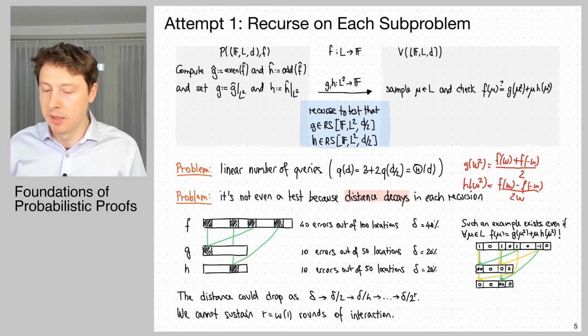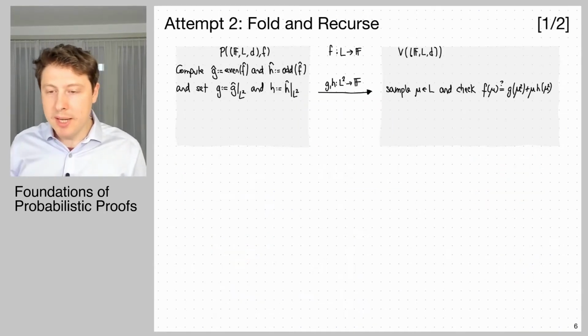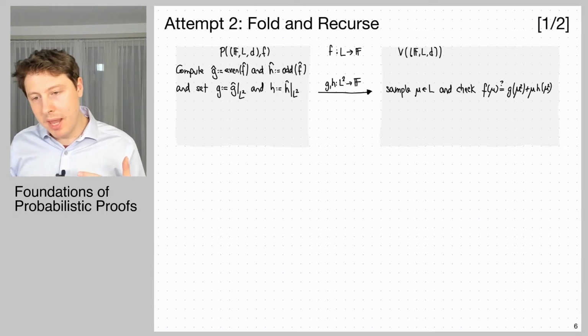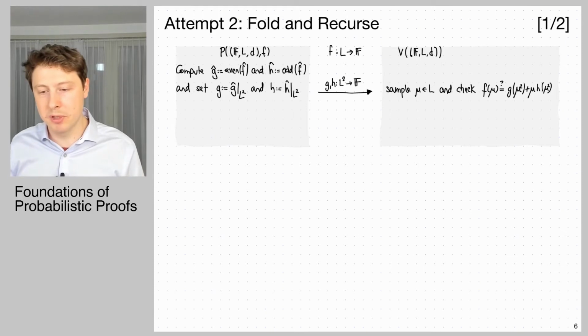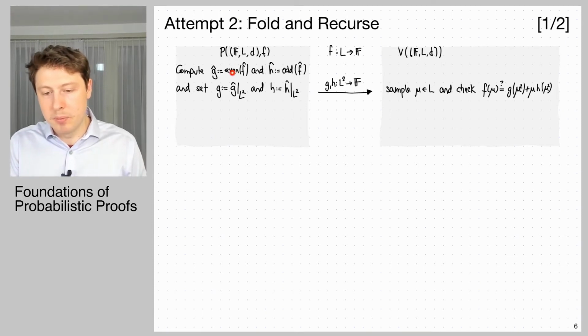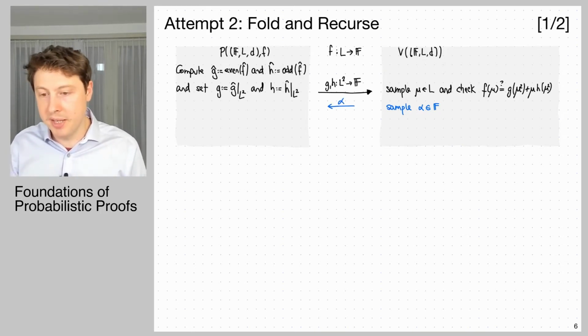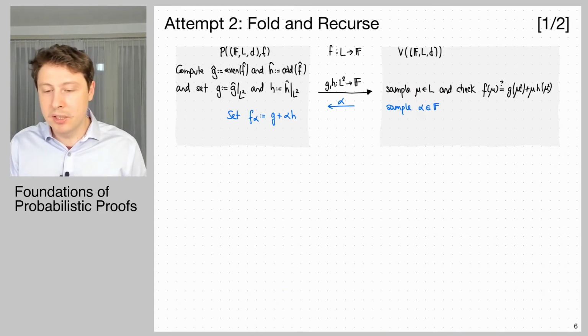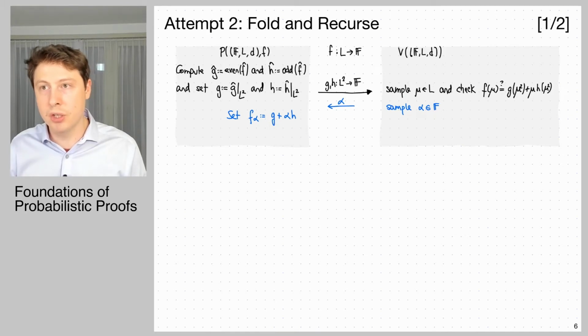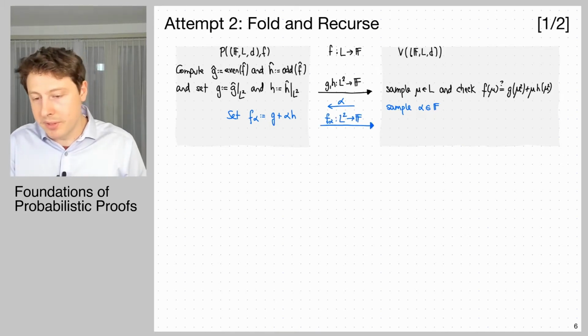Okay, what do we do? So the idea is that instead of recursing on each subproblem, we're going to first fold. Let me explain what that means. The idea is to start the same way. The prover still sends me the evaluations of the odd and even coefficients on the squares. But then the verifier samples some random field element and sends it to the prover, and the prover sends back a folding. It does a random linear combination of G and H.